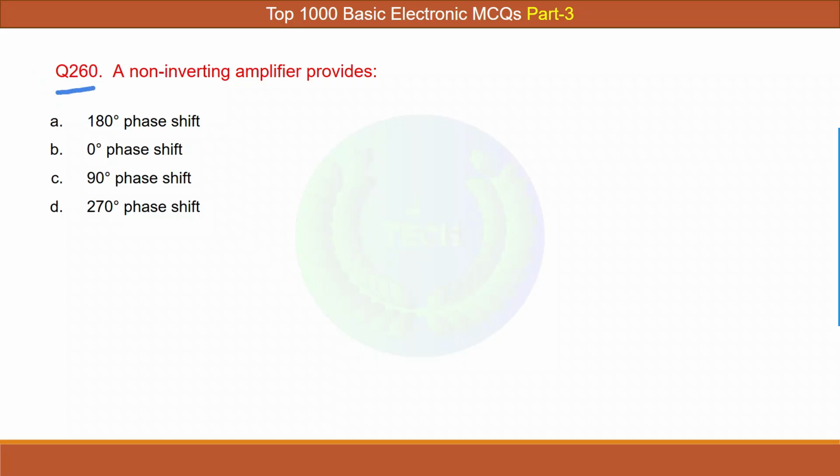Question number 260. A non-inverting amplifier provides option A, 180 degree phase shift, option B, 0 degree phase shift, option C, 90 degree phase shift, option D, 270 degree phase shift. The answer is option B, 0 degree phase shift.